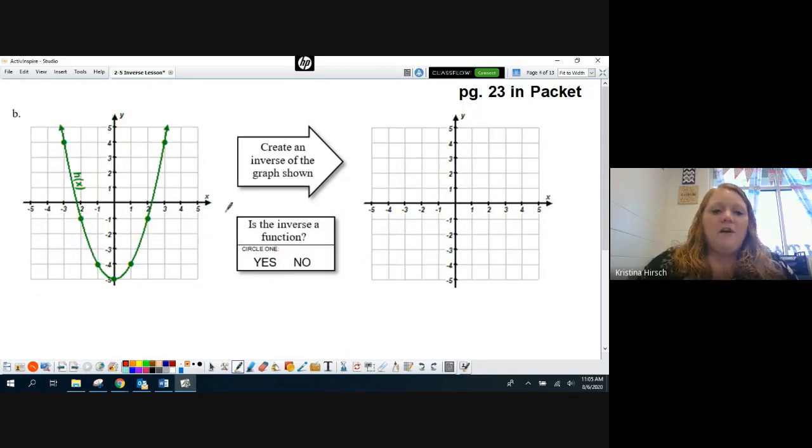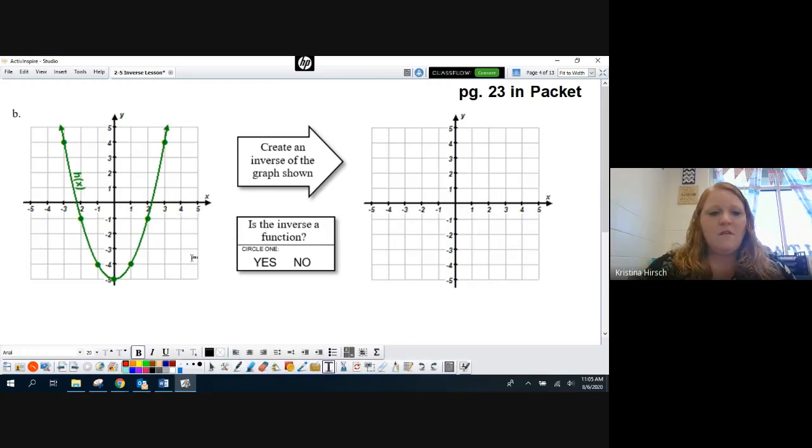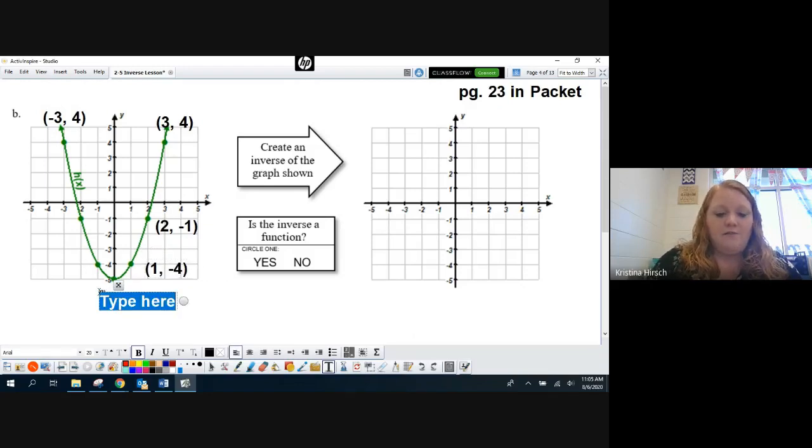All right, so another example of inverses is if we look at this particular one, what are our points? So this point up here is -3, 4. This point over here is 3, 4. And then we have 2, -1. We have 1, -4. We have 0, -5. There's a whole lot of them, but with this one it's going to be a little easier if we plot more points. So -1, -4. And then -2, -1. Oops, sorry.